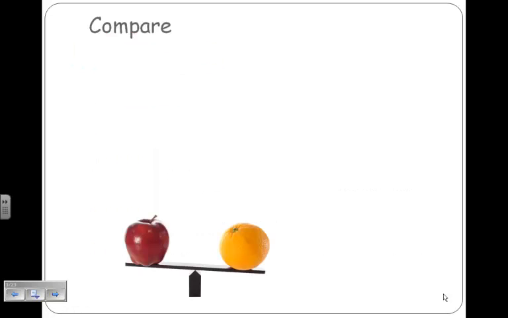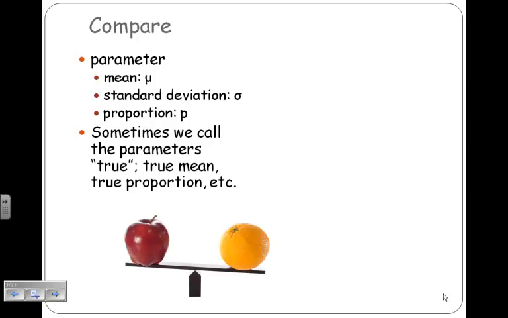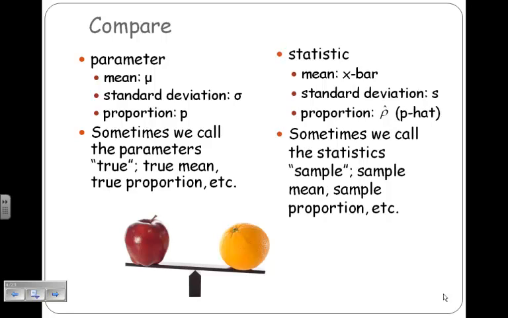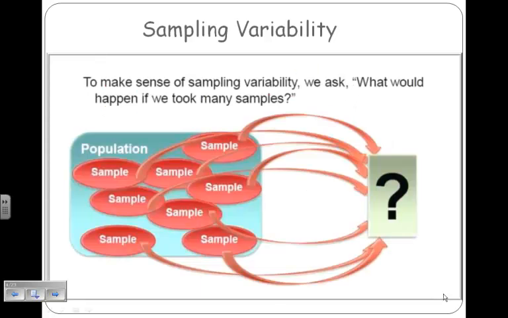So let's compare these two things. For a parameter, you can see the different symbols we use. The first one, mean, is mu. Standard deviation is sigma, and the proportion is called rho. And sometimes we call parameters true, like the true mean or the true proportion. For a statistic, for the mean we use x bar, for the standard deviation we use s, and for the proportion we use p hat. And sometimes we call statistics by sample, meaning sample mean, sample proportion, etc.